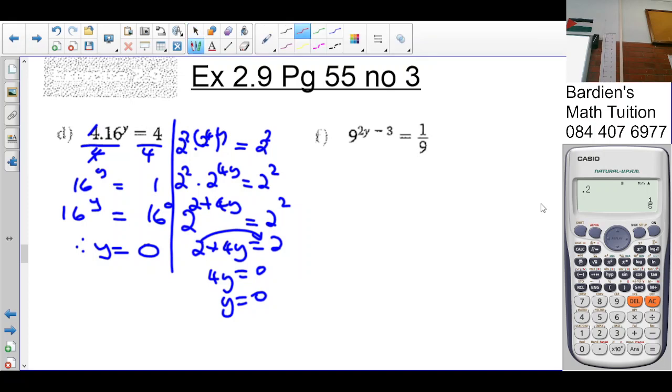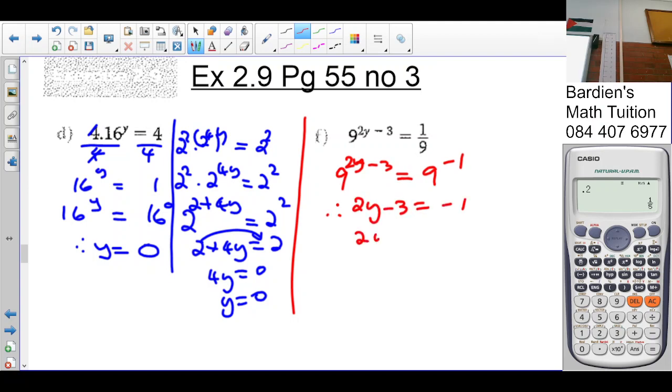What did you say about F? And you do this one? Yeah, right over it? Sorry? 2y minus 3 is equal to? So therefore? Yes. Which is 2.